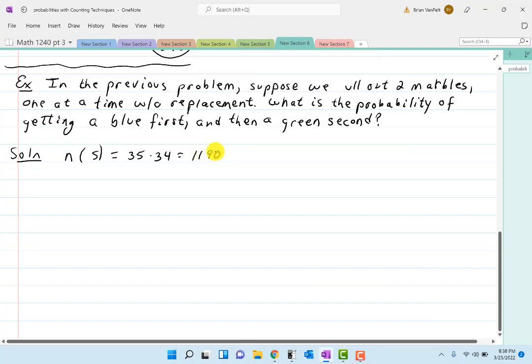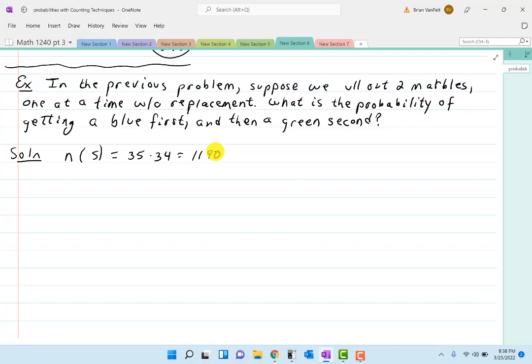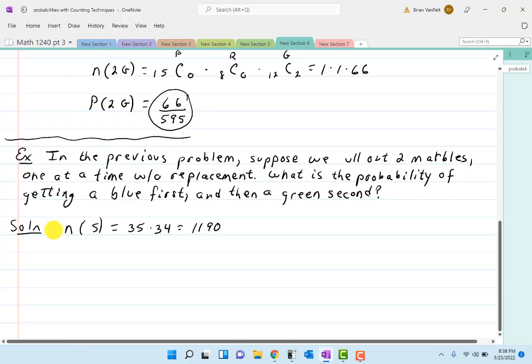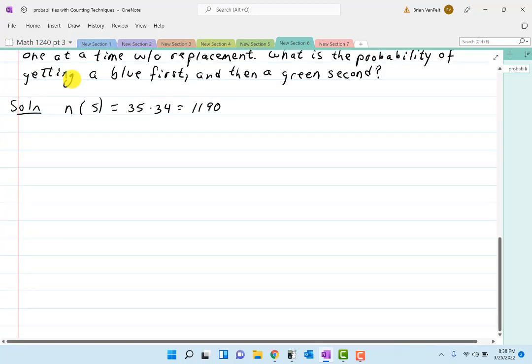And now, when we look at the event, what is it that we want? We want the first one to be blue. So if the first one is blue, we had a total of 15 blue marbles out of 35 marbles. Then that one's gone. Now the second marble, the green marbles, we only had 2 of them. All right, then we have 34 marbles left over. There's still 2 green ones to choose from on the second choice. So this time we have 30 over 1190.